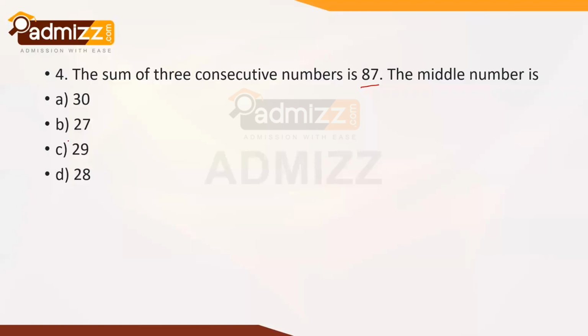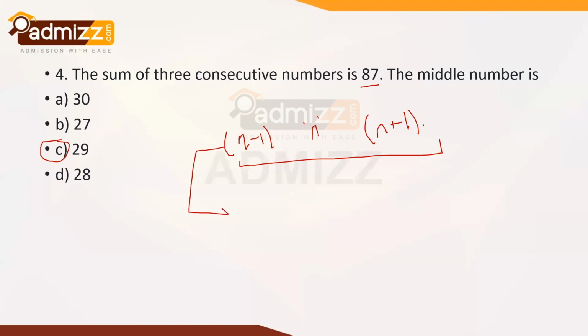Absolutely. The correct answer is exactly as Sanjana points out in the chat box. It's 29. But why is that the case? Let us assume that the middle number is n. So the other numbers are going to be n minus 1 and n plus 1, because we are looking for three consecutive numbers. So these three are consecutive numbers: n minus 1, n, and n plus 1.